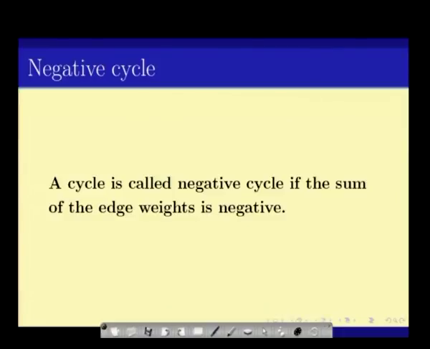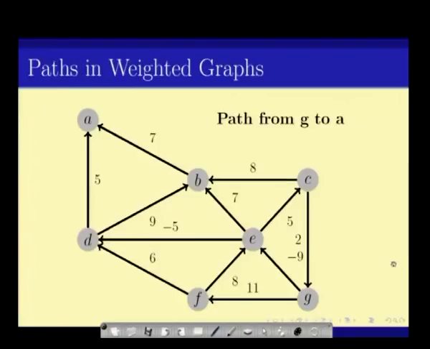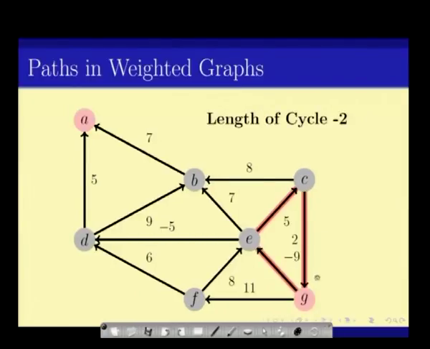We call a cycle a negative cycle if the sum of the weights of all the edges in the cycle is negative. For example, look at this graph. Here I have made this vertex also minus 9. So, if I go along this path it is minus 9 plus 5 plus 2, which is minus 2. Thus, this cycle is minus 2.